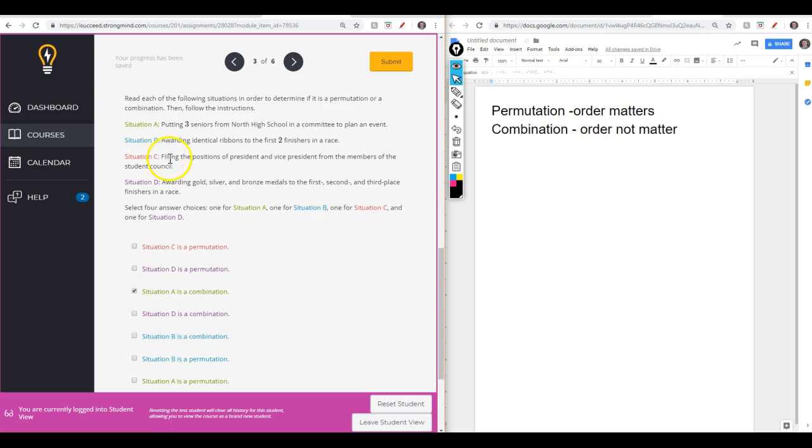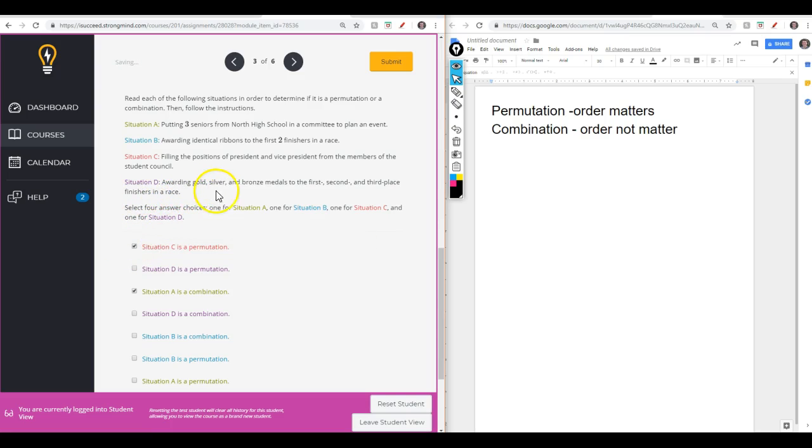So now let's look at situation C, filling the positions of president and vice president from the members of the student council. Since the order of this matters because only one person can be president and only one person can be vice president, and that order matters because it determines what role they are going to fill. Situation C is a permutation.